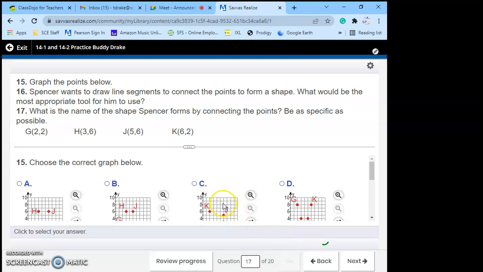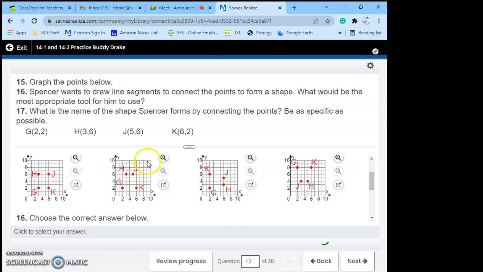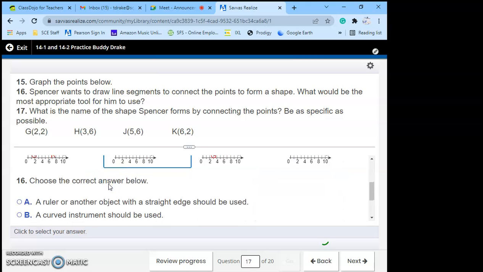Graph the points below. Spencer wants to draw line segments to connect the points to form a shape. What would be the most appropriate tool for him to use? And what is the name of the shape that he does? All right, well, our first one is 2, 2. Well, it's not that one. We don't have anything on 2, 2. This one's 2, 2. That looks good. H is 3, 6. That looks good. 5, 6. That looks good. And 6, 2. Okay, so B is mine.